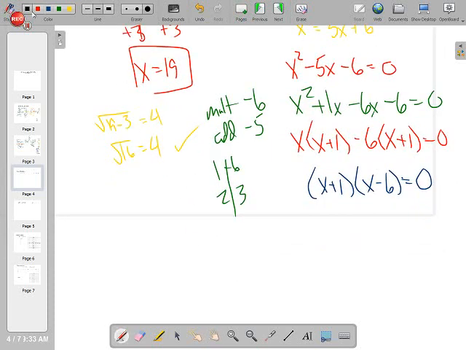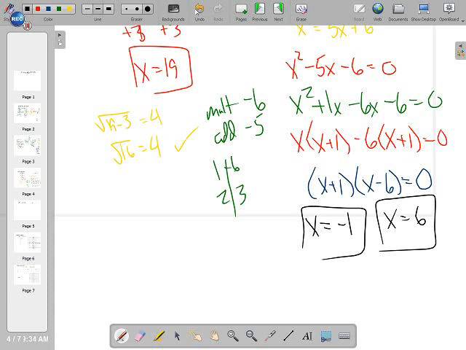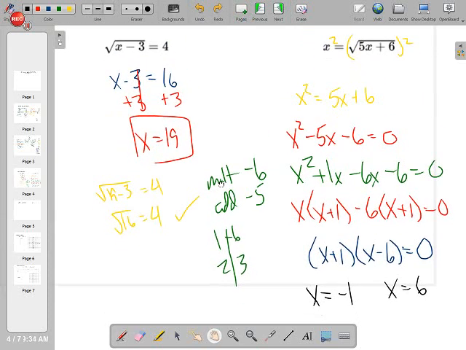Now we've got to go back and say, when does this factor equal 0? What plus 1 is 0? That would be negative 1. And what minus 6 is 0? That would be positive 6. So I'm going to erase that because it's bothering me. x equals 6. Now these are two potential answers. But like I said before, you need to check them both.